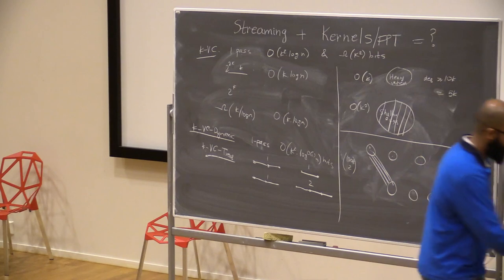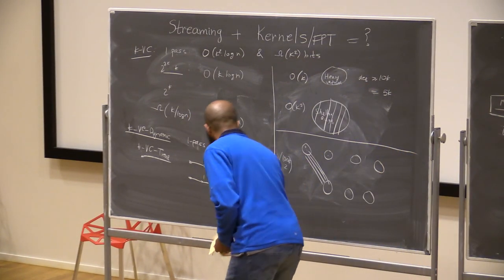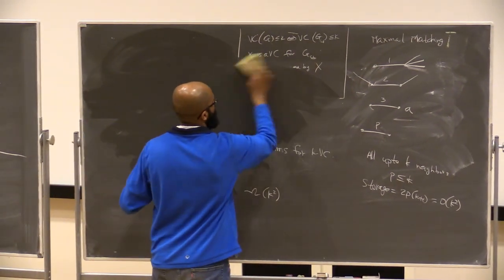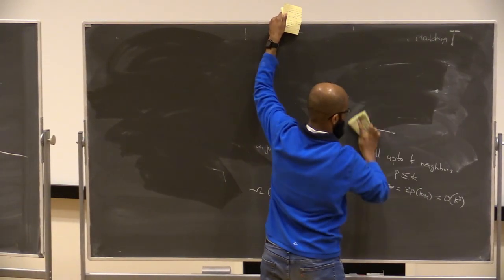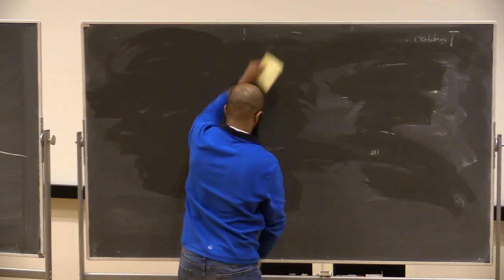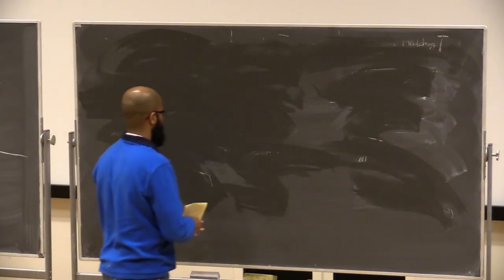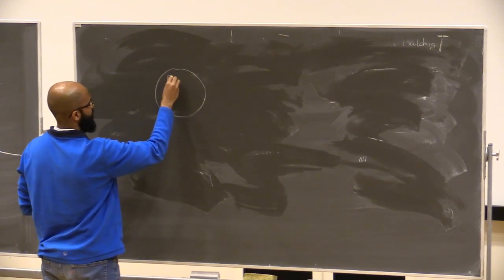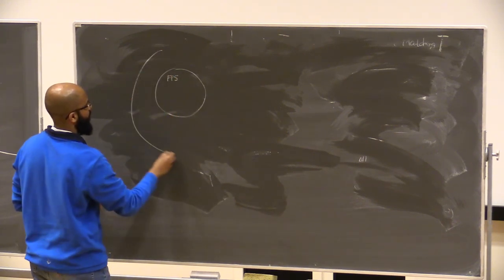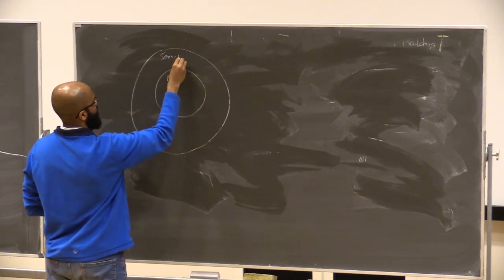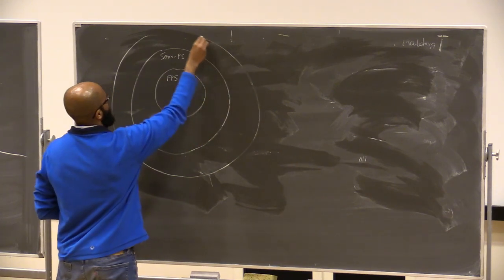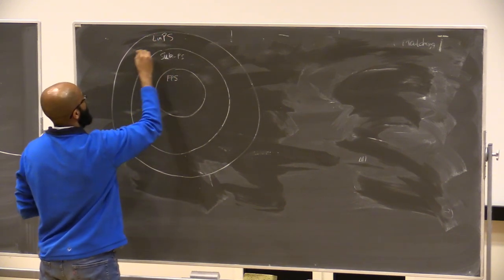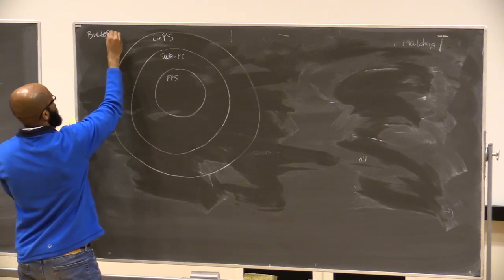Okay. So let me conclude with the big picture. So we have defined some complexity classes. The first one being FPS, semi-PS. So sub-PS. This is linear PS, and then everything else is brute PS.